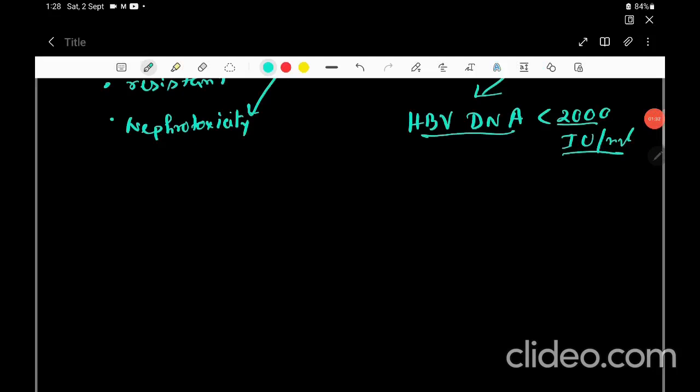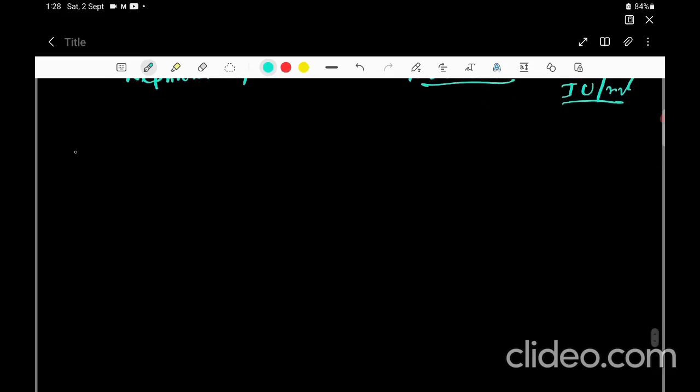Now let us come to peculiarities of treatment of hepatitis B. So what should be the management of acute hepatitis B? If there is acute HBV, the management should be like this. First, check for anti-HAV and anti-HEV IgM. Then if negative, check for anti-HBc IgM.